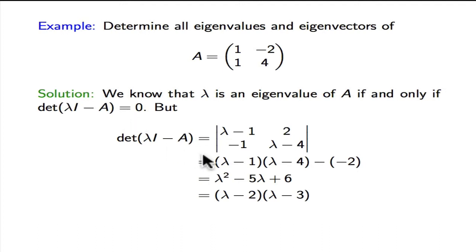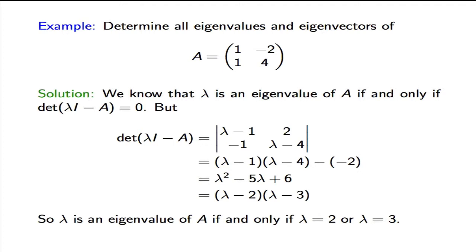So we compute this determinant. Lambda times I minus A has everything in the diagonal becoming lambda minus 1, lambda minus 4, and all other entries change signs because we have minus A. Now we compute the determinant and factorize the expression that we find, and we determine that the answer is lambda minus 2 times lambda minus 3.